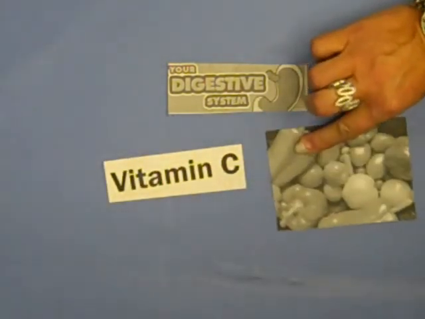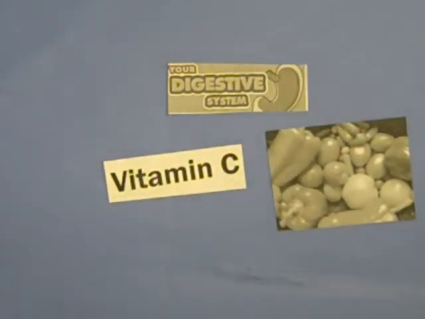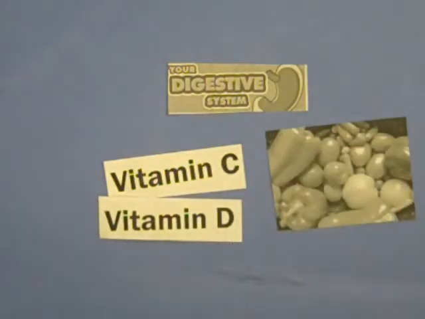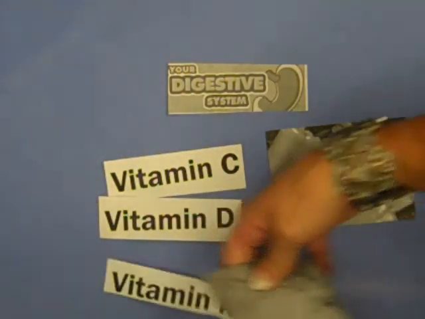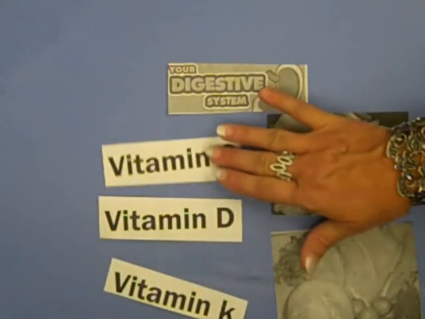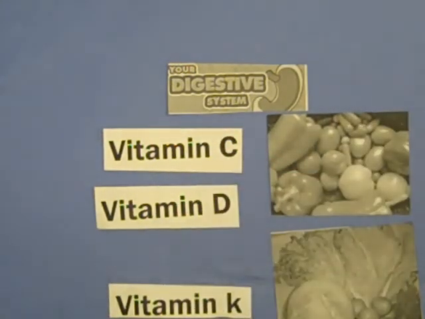Vitamin D's food source is milk. Vitamin D promotes absorption and use of calcium. Vitamin K's food source is spinach, kale, or cabbage. Vitamin K is necessary for normal blood clotting and synthesis of protein.